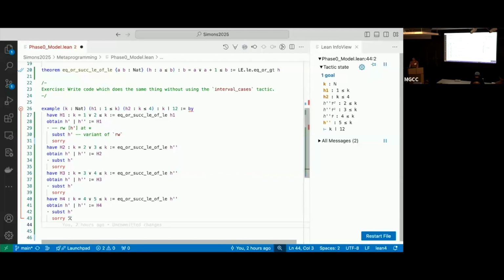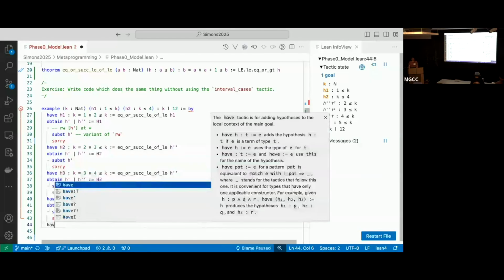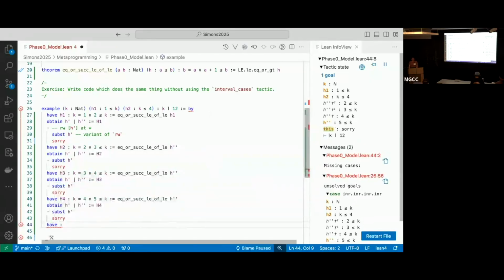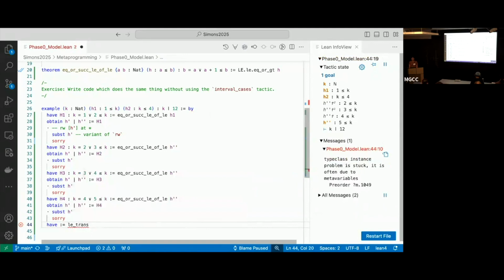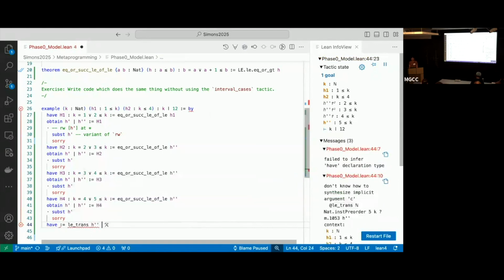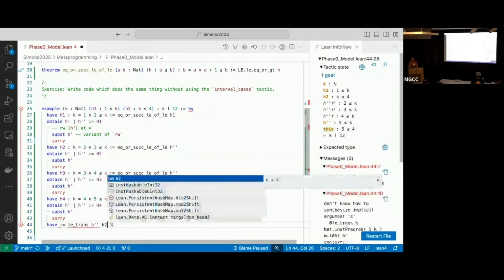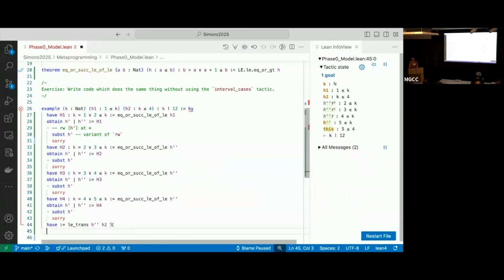So let's see, I can chain together, using the transitivity of the less than or equal to relation, the fact that 5 is less than or equal to K, and the fact that K is less than or equal to 4. And that gives me a new hypothesis: 5 is less than or equal to 4.